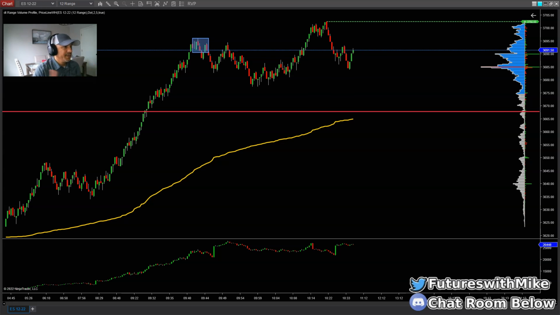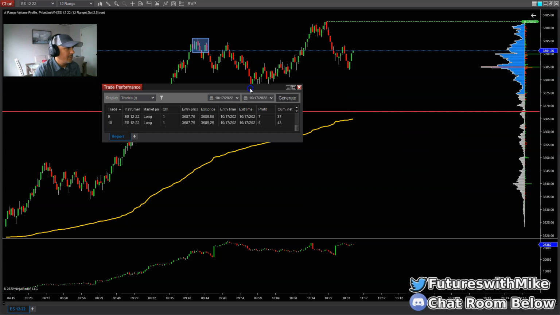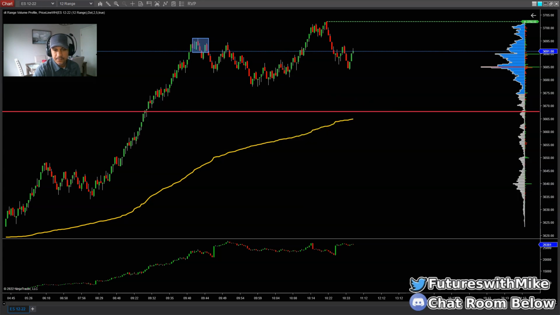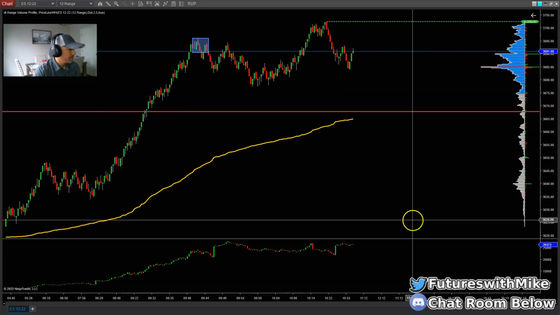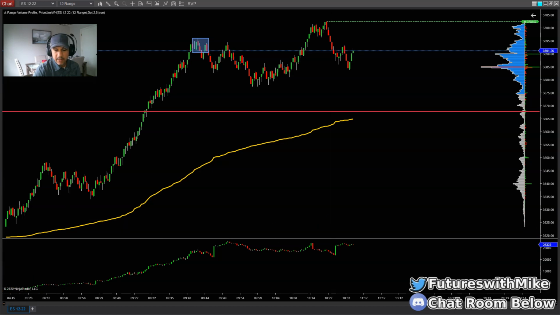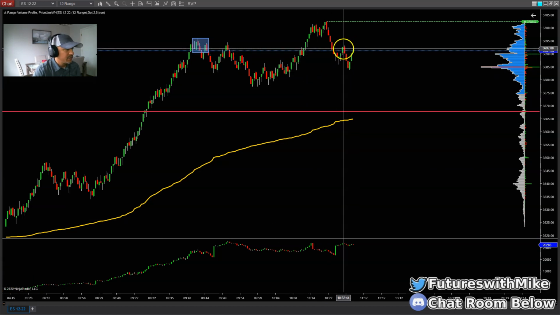But this is how I use my scalping strategy each and every day to make money out of the market. And right now we're up 43 ticks. I'll show you, 43 on the day. So we'll wait and see what happens next. But be careful because we do have resistance right here.